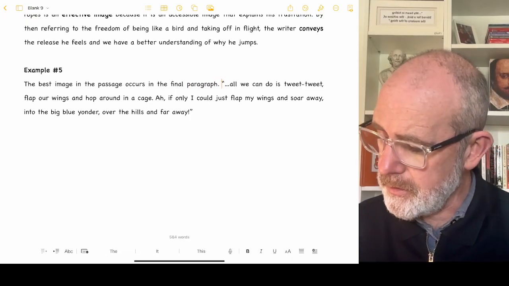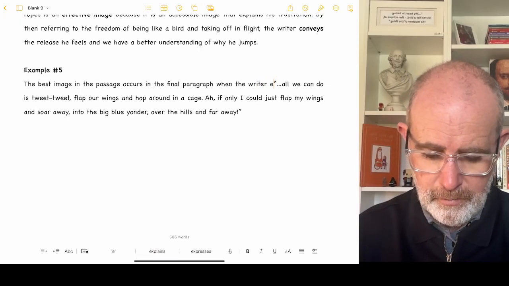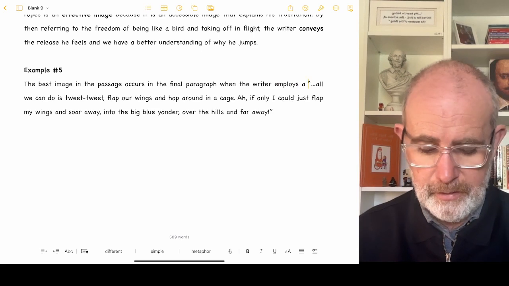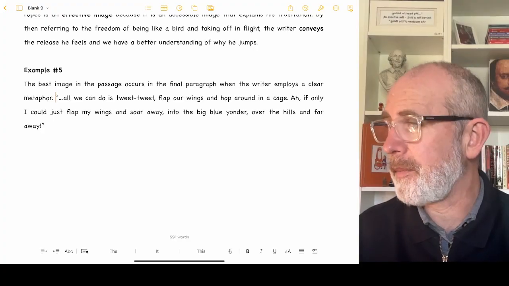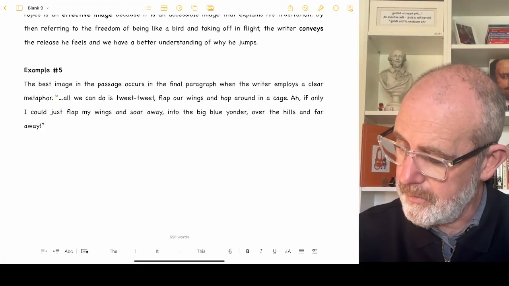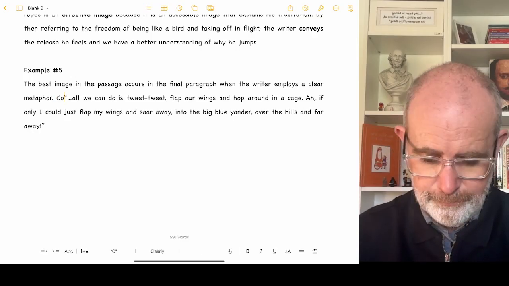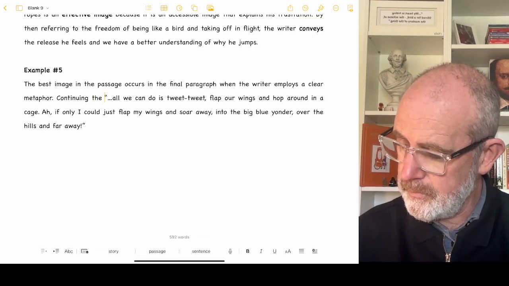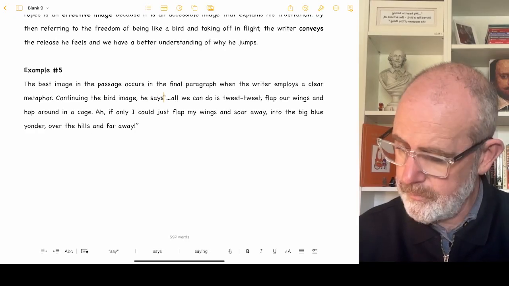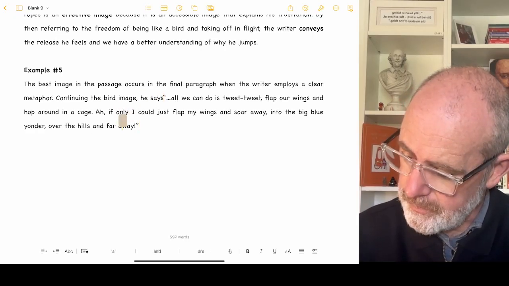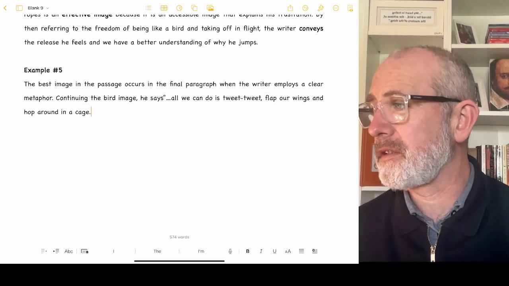So the best image in the passage occurs in the final paragraph when the writer employs a clear metaphor. Okay, there's your topic sentence. Now you've got to give the metaphor. I'm going to get rid of some of this. I suppose I don't need to. So I'll get rid of all of this here. Okay, I'll get rid of all that, and just keep the quotes short. They don't have to be long quotes.